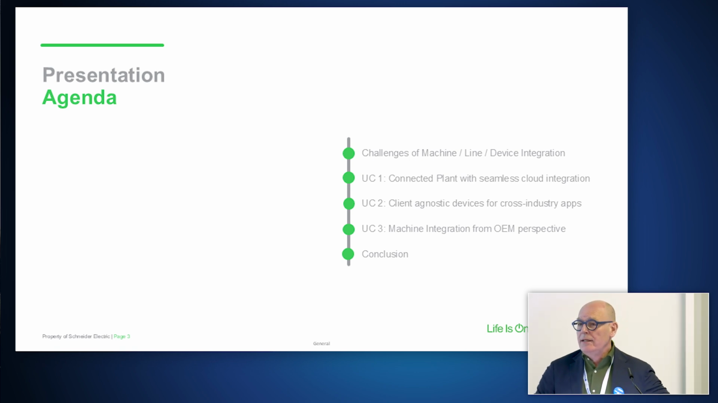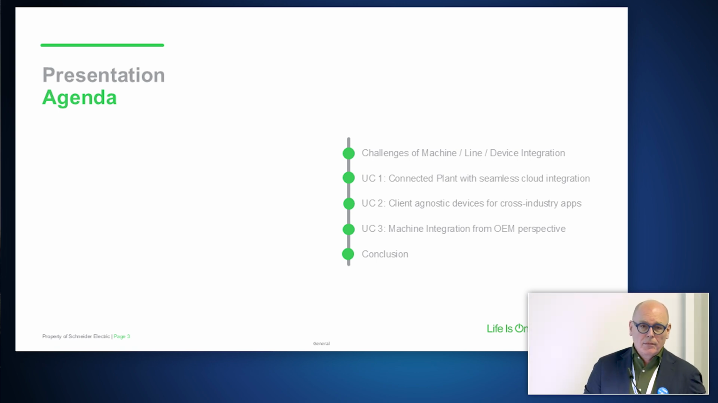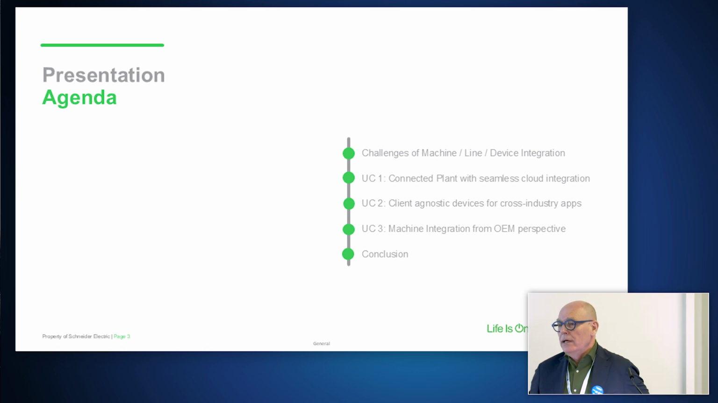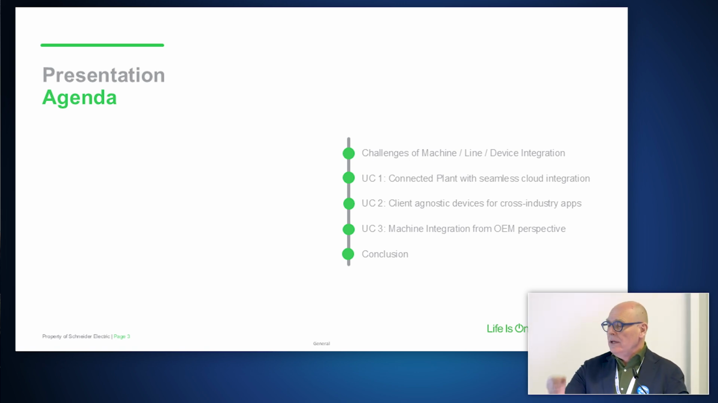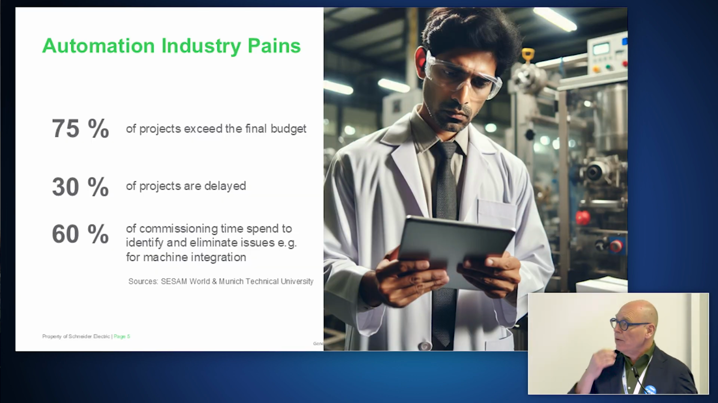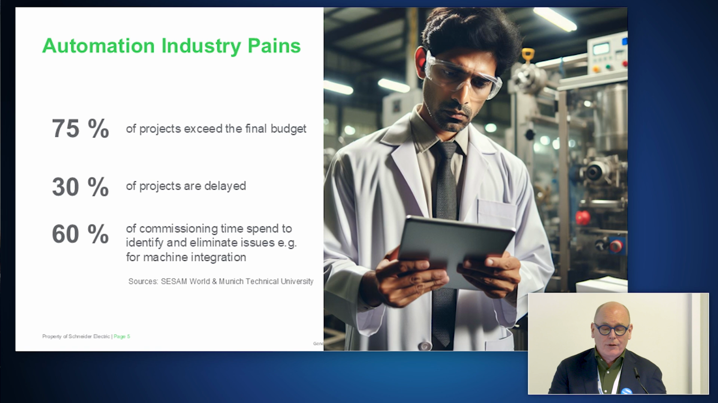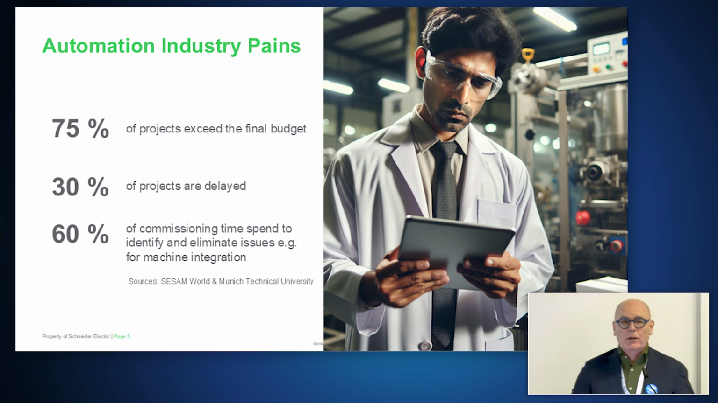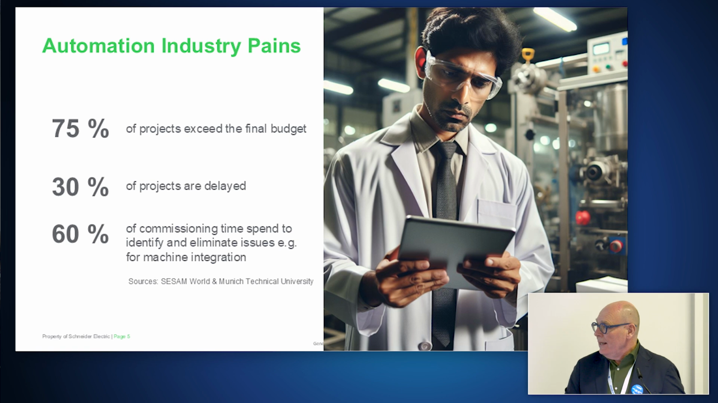So when you have a machine in the line, you may optimize the process or the machine, and in the end we look back to the OEM, what it means for the OEM, and we draw a conclusion. First of all, we look at the challenges. In the automation industry, 75% of projects exceed the final budget or are delayed, and in commissioning a lot of time is spent to identify and eliminate issues.